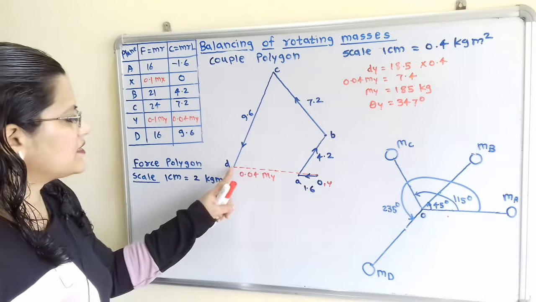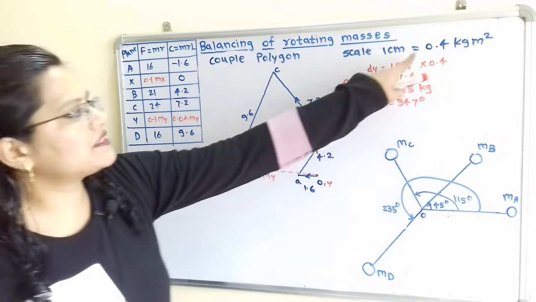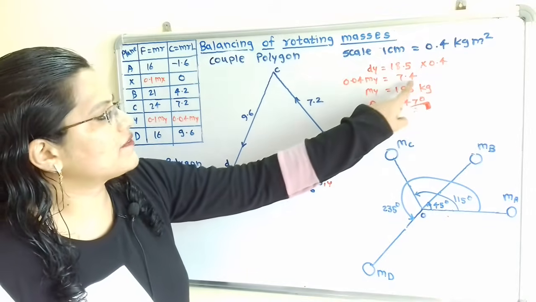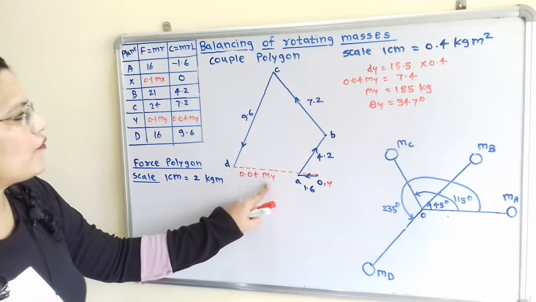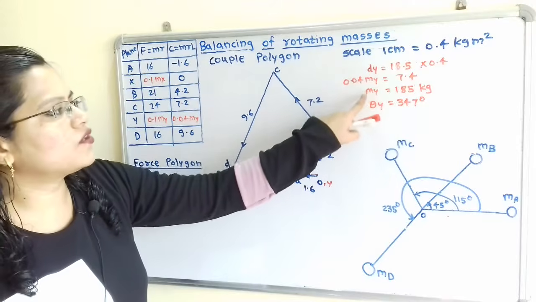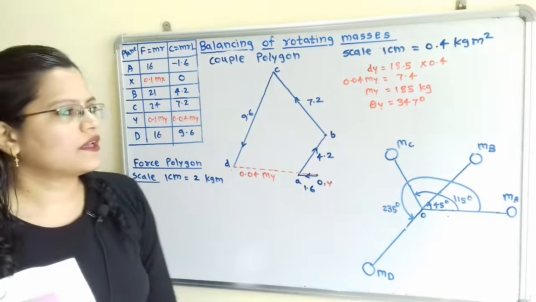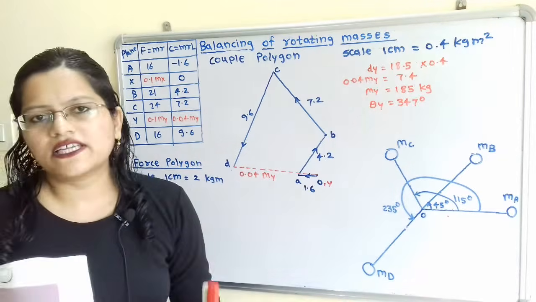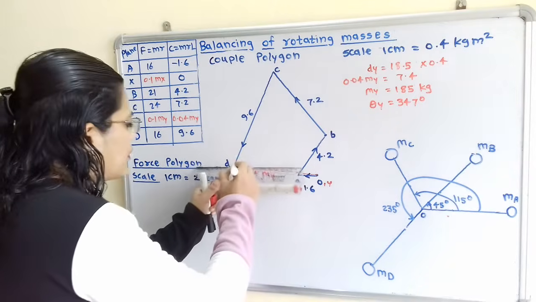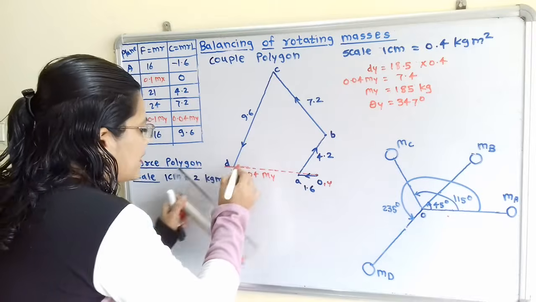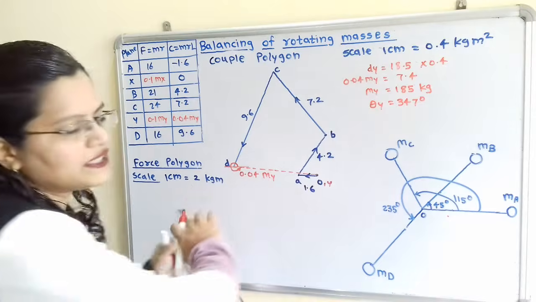If we measure this distance D to y, then it is 18.5 centimeter. So we will multiply with the scale 0.4 and then it is equal to 7.4. So this length is equal to 0.04 my. So we will calculate the unknown term my, and that is equal to 185 kilogram. Now we will measure the angle theta y. If we measure this angle, at this point D, if I draw here one horizontal line, then we will measure this angle. So this angle is equal to 347 degree.